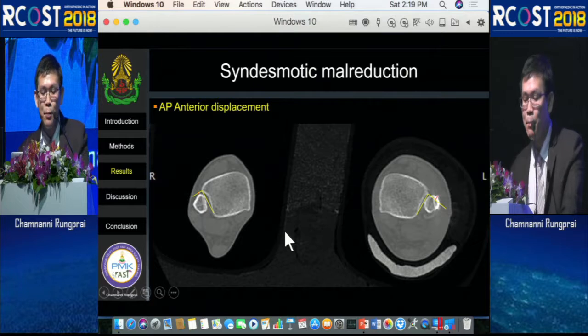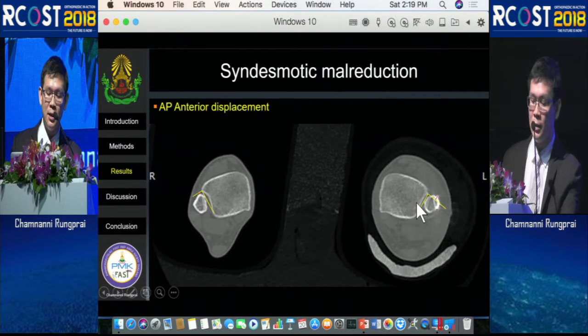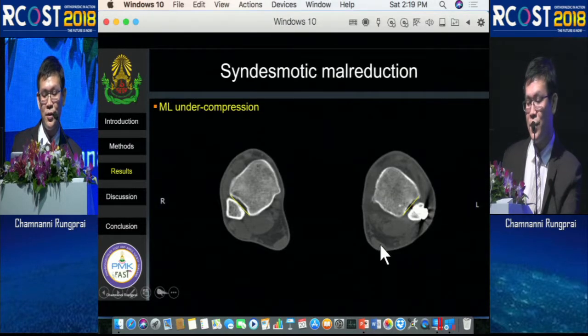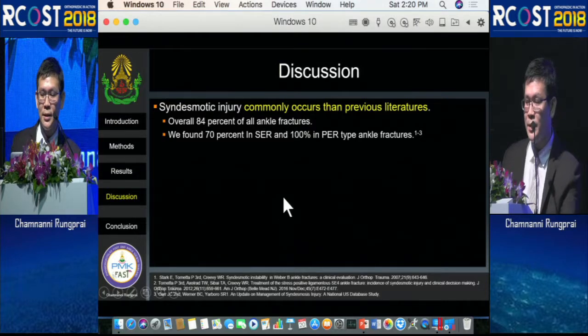So here is a case example. After we performed the surgery, you can see the fibula on the left side was anteriorly translated. In another case, after the surgery, you can see undercompression of the fibula compared to the uninjured side. So syndesmotic injuries occur more commonly than in previous literature.